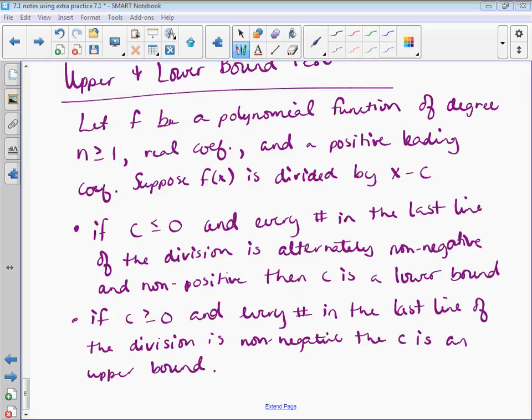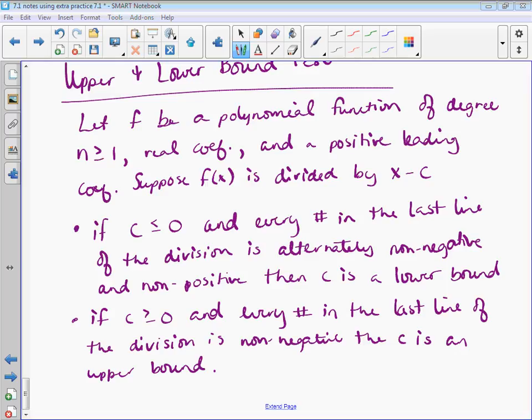All right, guys, so this isn't too confusing. We're talking about c being negative. The equal to 0 really doesn't make sense there, because with 0 you're just dividing by x. But anyway, every number in the last line of division means the numbers you end up with after you do your synthetic division. If they are alternately non-negative and non-positive, it means they alternate. The reason we say non-negative and non-positive is so that you can include 0 in whichever one you want. Is 0 positive? Is 0 negative? Is 0 non-negative? Is 0 non-positive? That's why we have the weird terminology in there.